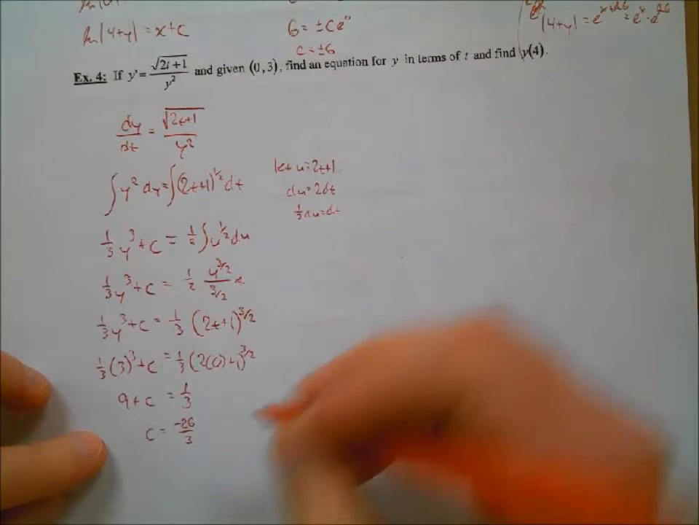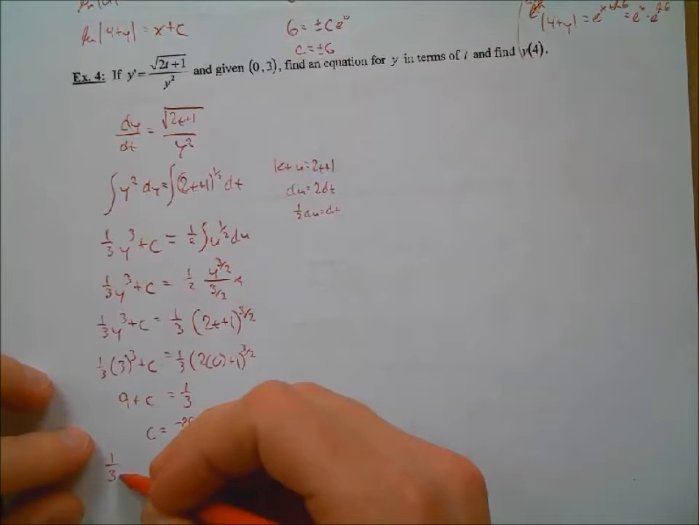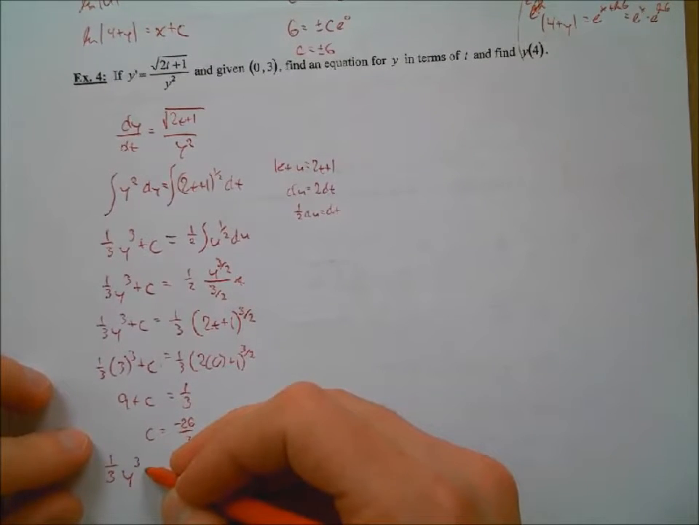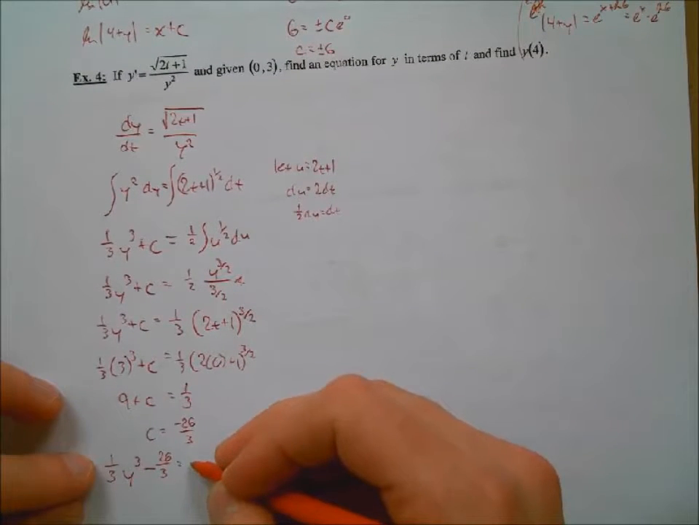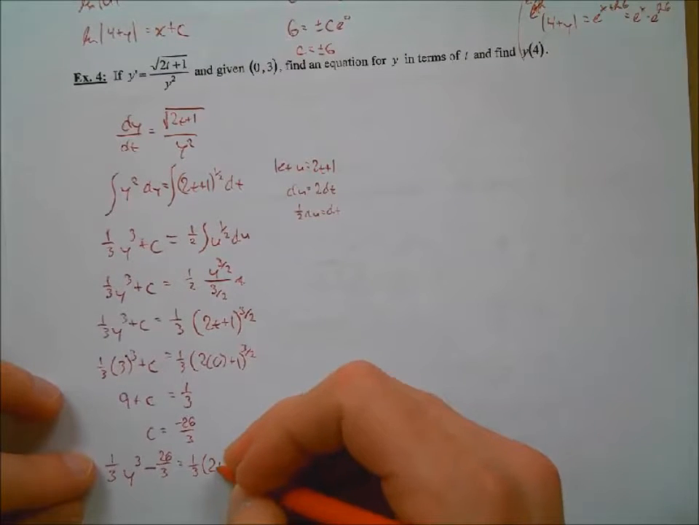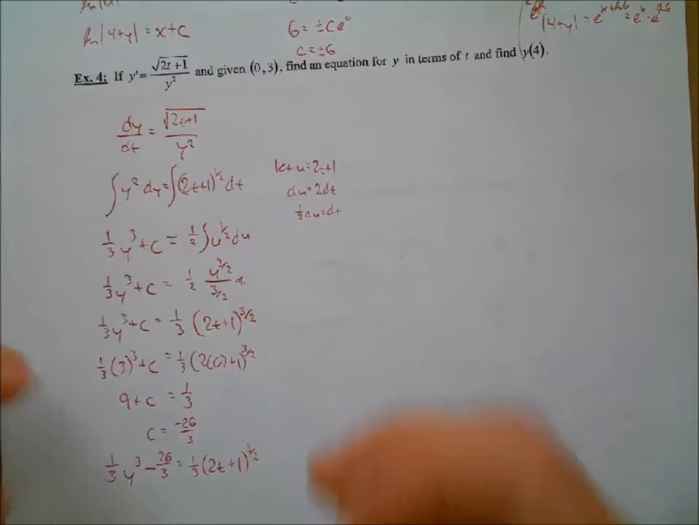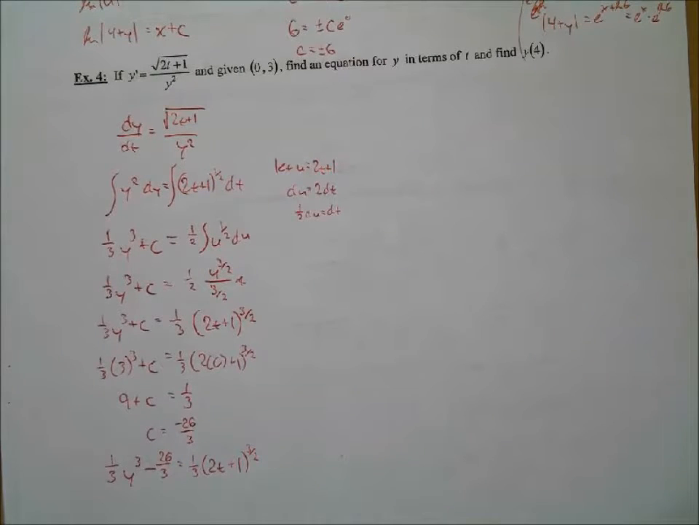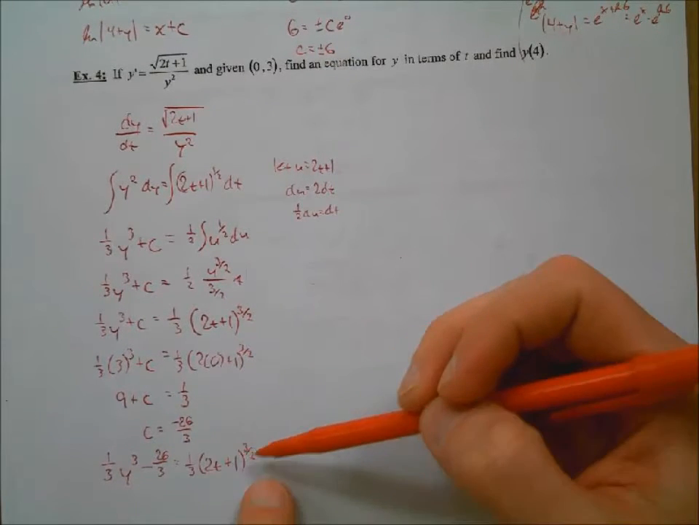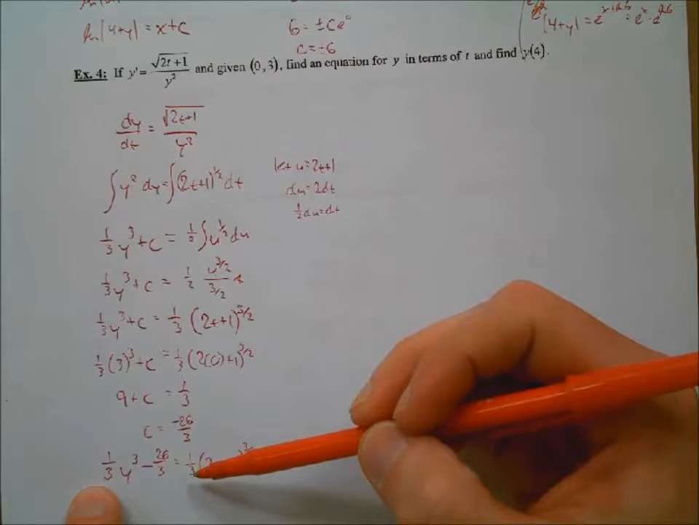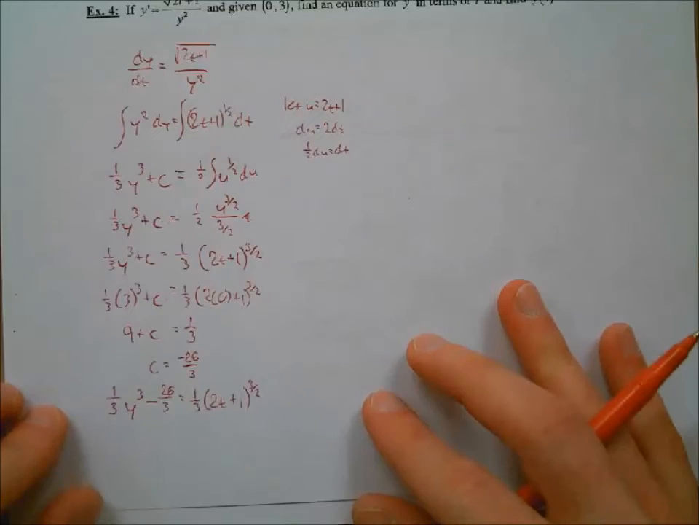Okay, so that leaves us then with 1/3 y cubed minus 26/3 equals 1/3 (2t plus 1) to the 3 halves. Good question. I just got 26 because I did times 3. Yeah, fine, okay. As long as when you resubstitute back in, it should be substituting into y cubed minus 26 and 2t plus 1. You shouldn't have your 1/3 in there anymore, right? You substitute back in. Sure, so yeah, that's fine.